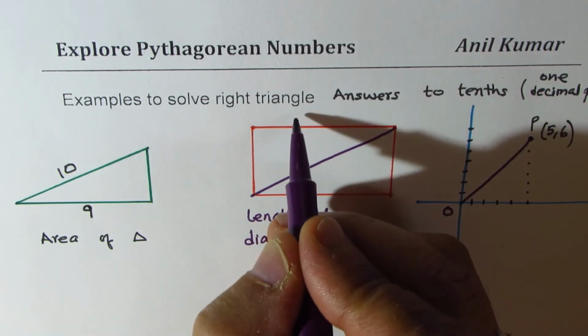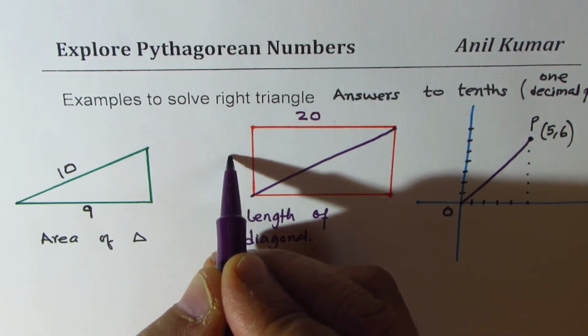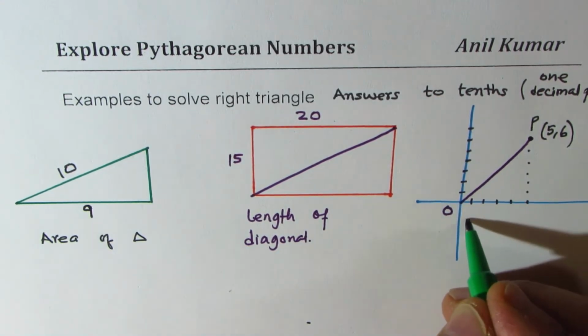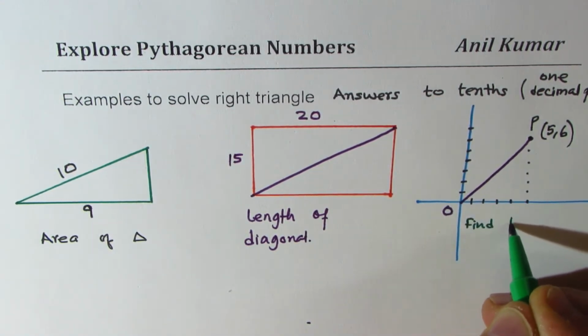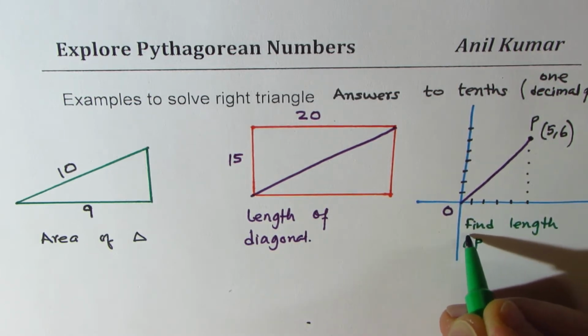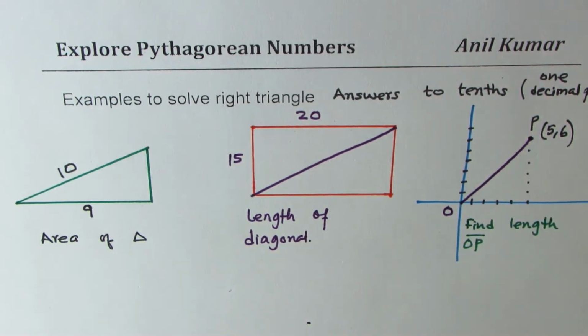Let this side be, let's say, 20, and let this side be, let's say, 15. In this case, we need to find the length OP of this segment, right? So these are 3 questions for you. You can pause the video, use your calculator, round answers to tenths, and then look into my suggestions.